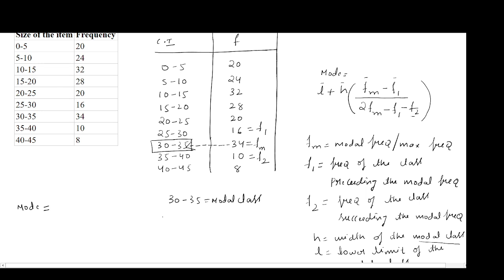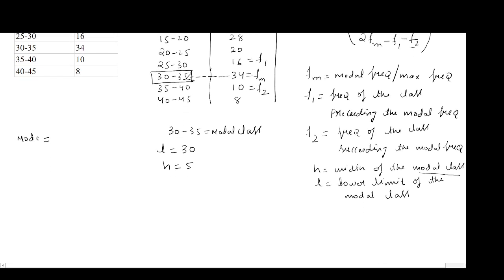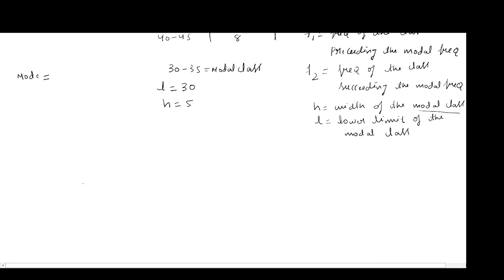From this, L value becomes 30. L is lower limit of the modal class. So lower limit is 30. H is width of the modal class. Width is upper limit minus lower limit. 35 minus 30 is 5. Now I have got all the values for the calculation. I got L value, H value, F1, Fm as well as F2. Now apply these in the formula and calculate the value of mode.